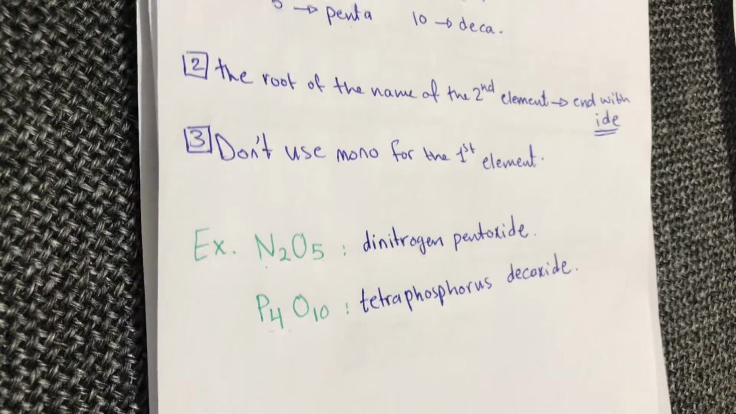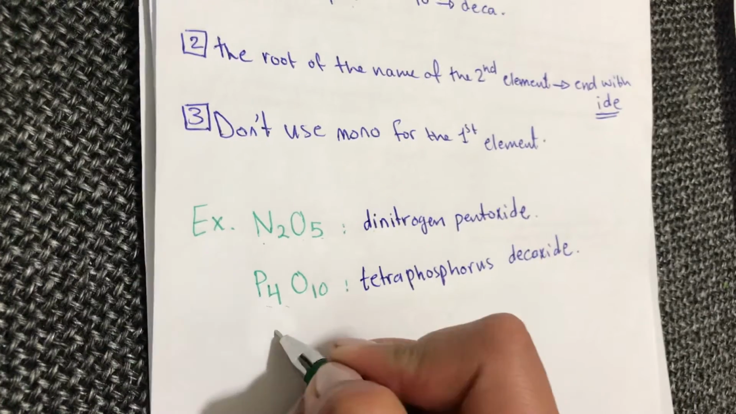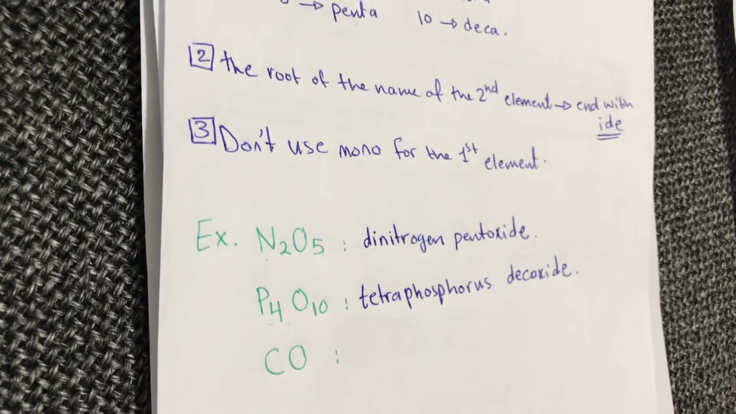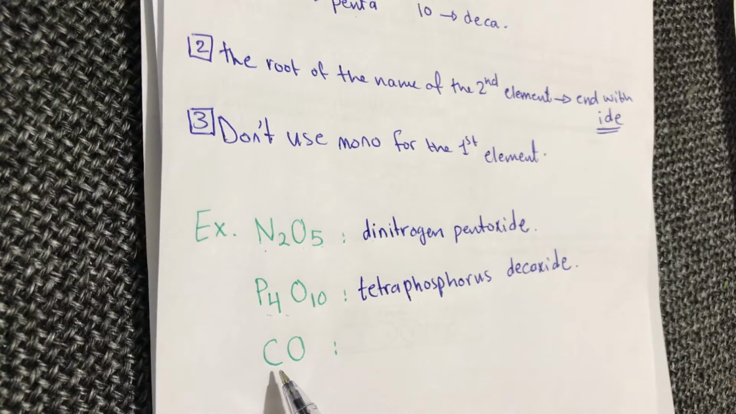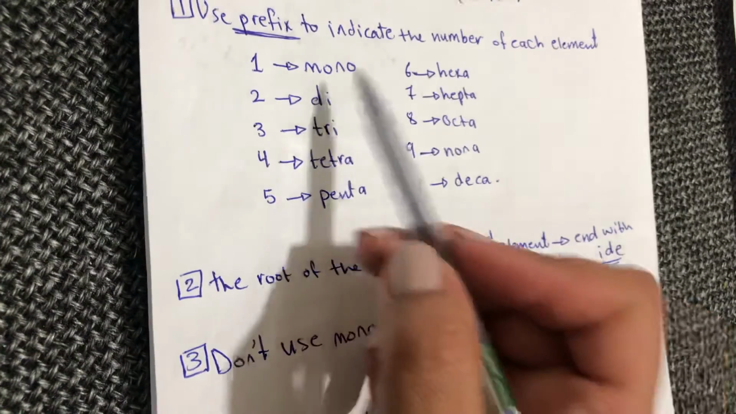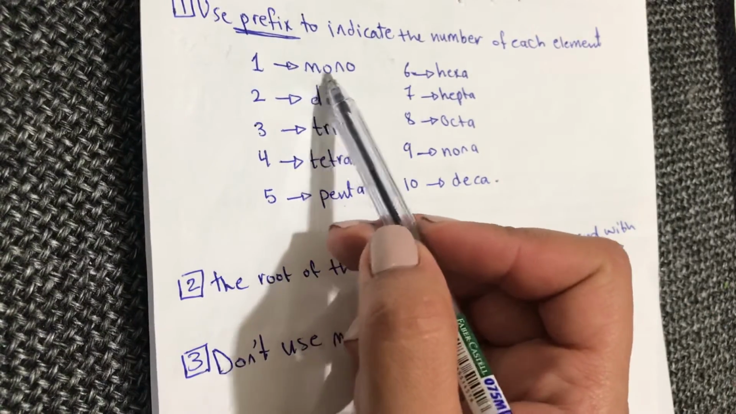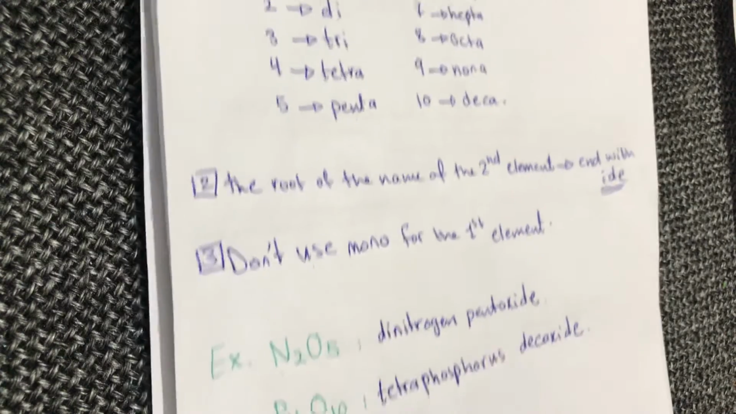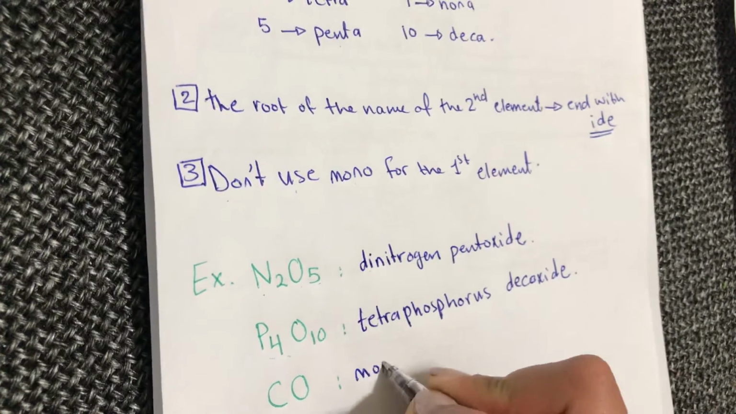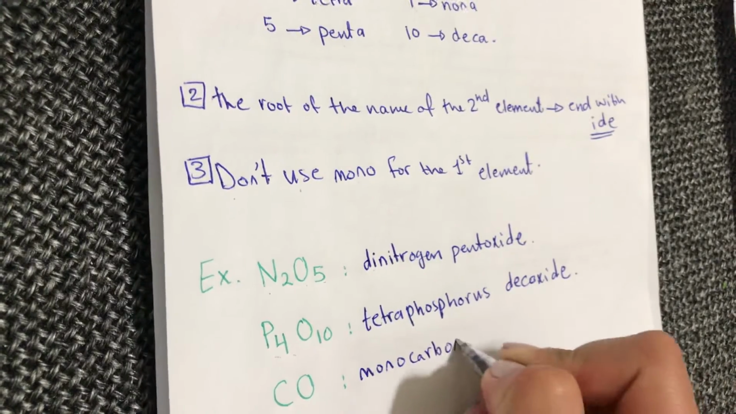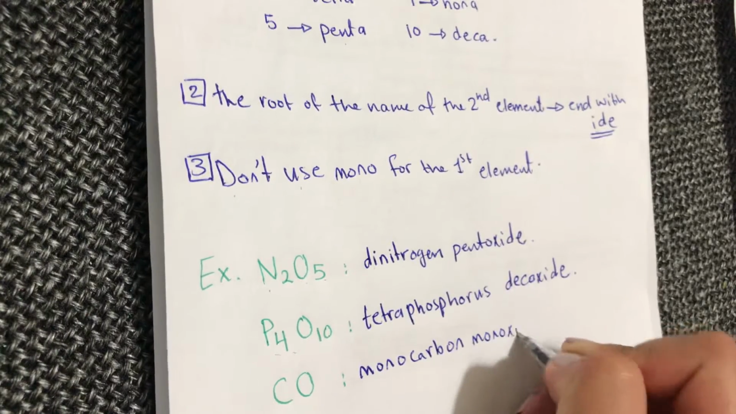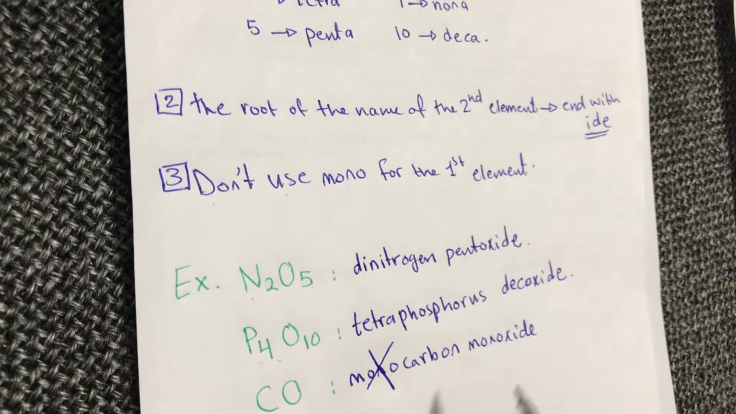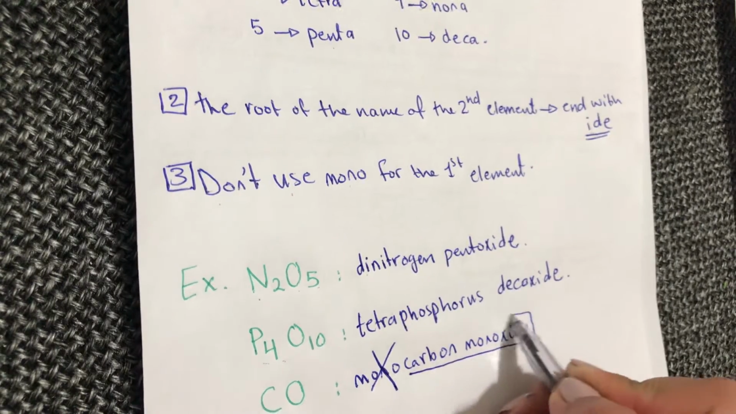Now what about CO? Carbon, how many carbon atoms? 1. So which prefix indicates 1? Mono. But according to rule number 3, don't use mono for the first element. So if you write monocarbon monoxide, that is false. Don't use mono on the first element. So the name is carbon monoxide.